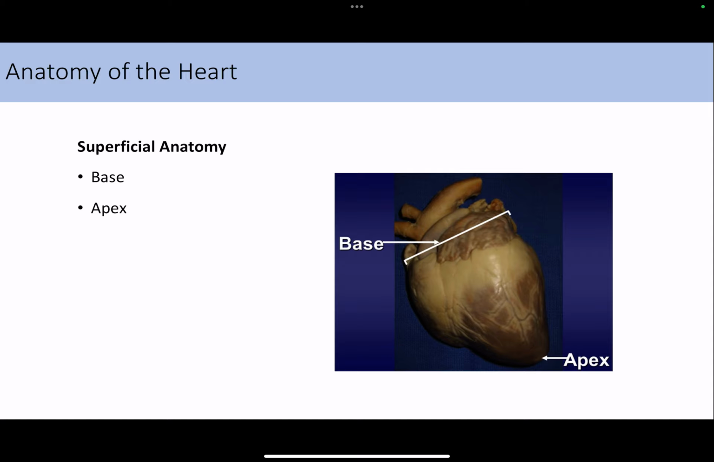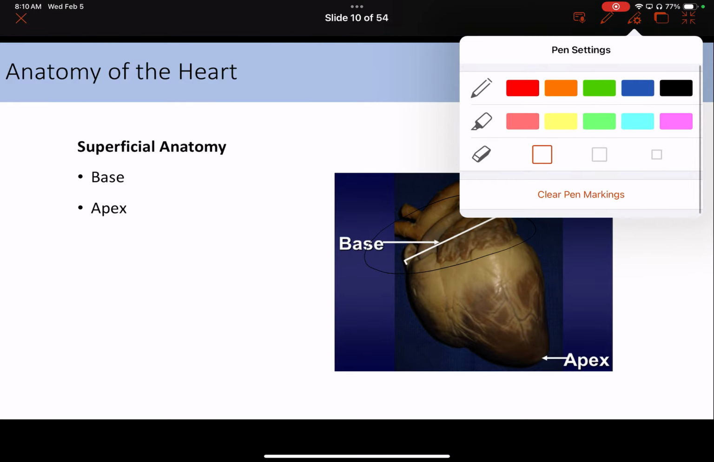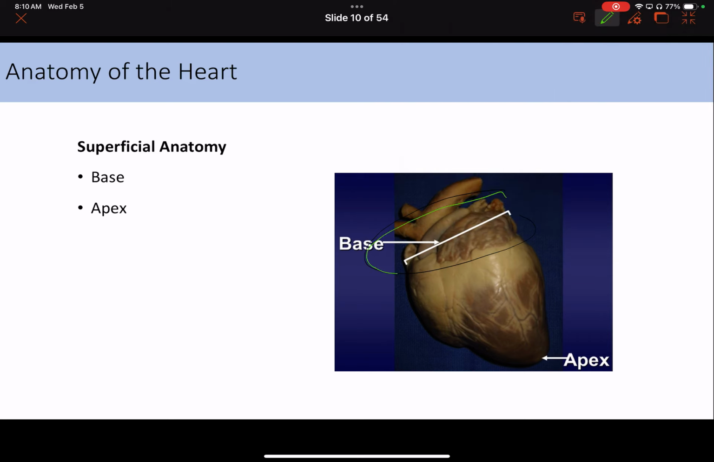And for the heart, it's a little bit backwards than what you would think. When you think of a mountain, the bottom is the base, and the top is the apex. The heart is the opposite. The base is going to be at the top where all of our great vessels attach. And we'll talk about the great vessels a little bit later. But this top part, where all those vessels attach, that's our base. And then our apex is where it comes to a point at the bottom. So base at the top, apex at the bottom.